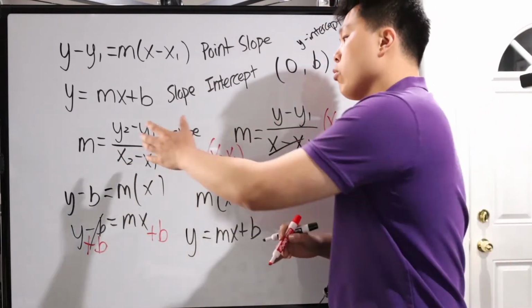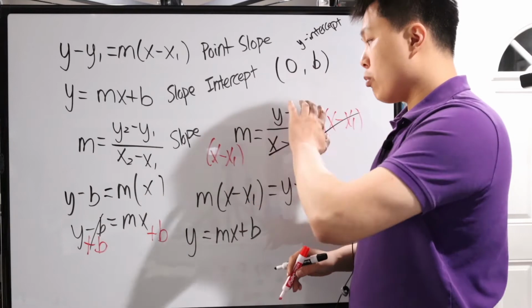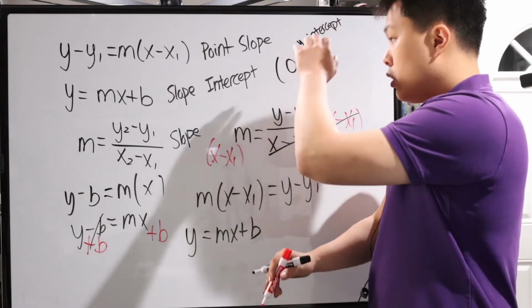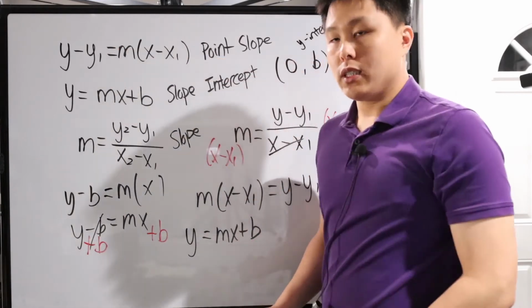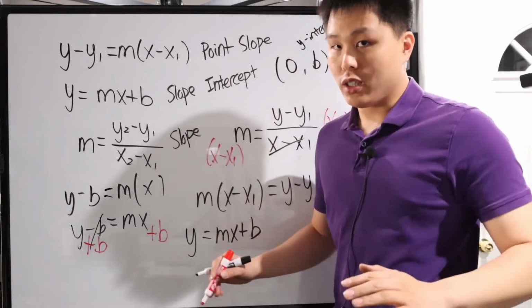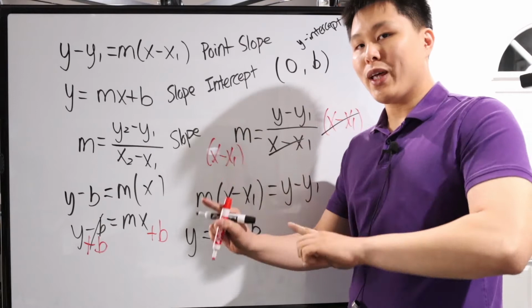If you can remember this slope formula, and just remember the logic and how I got to point slope, then slope intercept, then you really don't need to memorize these two. You just need this, and then you're good. Let's practice and see how that actually works.